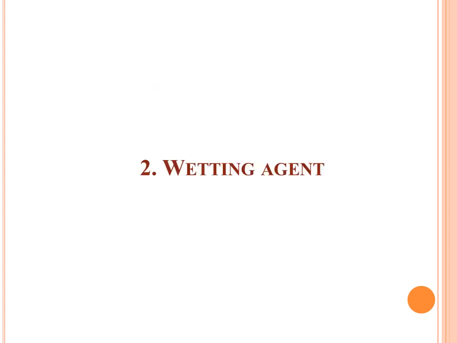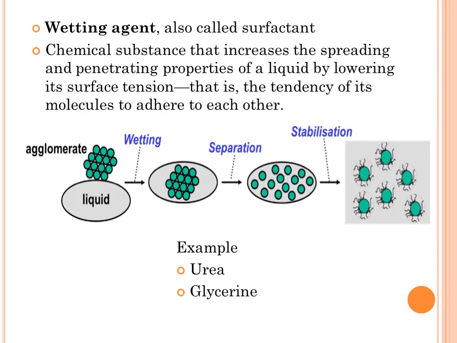Next is wetting agent. Wetting agent is also called a surfactant. Surfactant is nothing but surface active agent. So these are chemical substances. These increase the spreading and penetrating properties of the liquid by lowering its surface tension, that is the tendency of its molecules to adhere to each other.